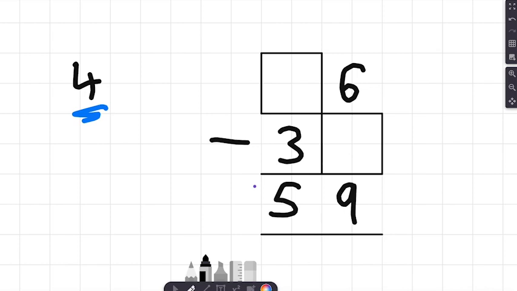And now on to the last one that we're going to look through in sort of detail. We've got 6 subtract something gives us 9. So I mean, we can't put a -3 or anything like that here, so I think we're going to have some kind of regrouping or exchange happening as well.